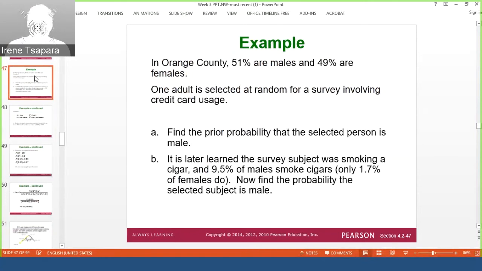What it says is that it is later learned that the survey subject, the person that we surveyed, was smoking a cigar. And because he was smoking a cigar, we now know more information about that. 9.5% of males smoke cigars, while only 1.7% of females smoke cigars. Now we want to find the probability that he is male again, whatever we found for A, but given this extra information.